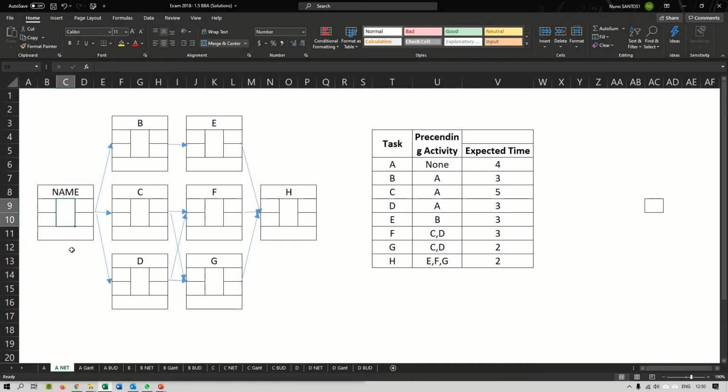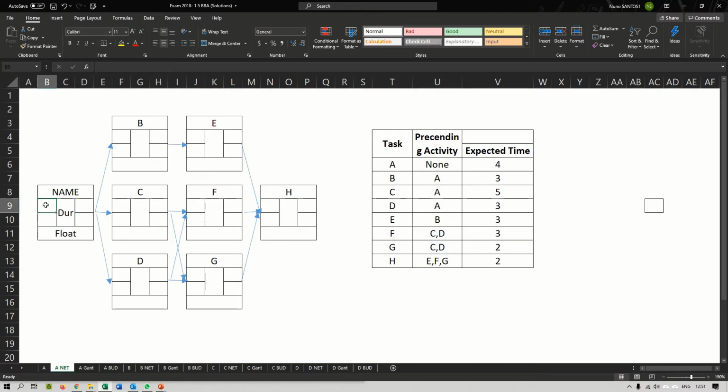Then the one in the center is the duration of the task, so how long the task lasts. Then the one at the bottom is for my float, the extra time that I have for each one of the tasks. Which leaves us with these four boxes over here that you can see. For these four boxes, the left ones are the start dates, and the right ones are the finish dates. Then the two top ones are the early dates, and the two bottom ones are the late dates.